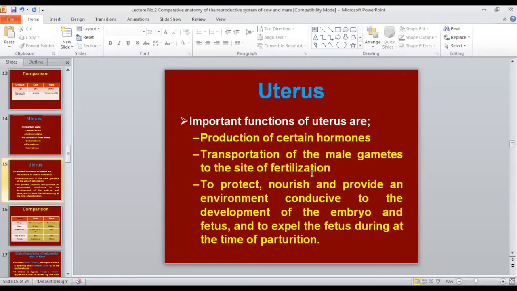As for the important functions of the uterus, it helps in the production of certain hormones. It also helps in the transportation of the male gametes, the sperm, from the site of semen deposition to the site of fertilization. Then it protects and provides nourishment, and a conducive environment for the development of the embryo and the fetus. Finally, it also helps in the expulsion of the fetus during parturition, with the help of certain hormones, due to myometrial contractions.